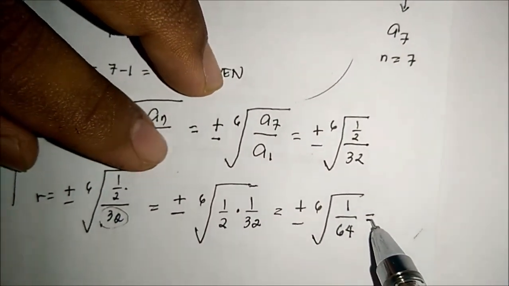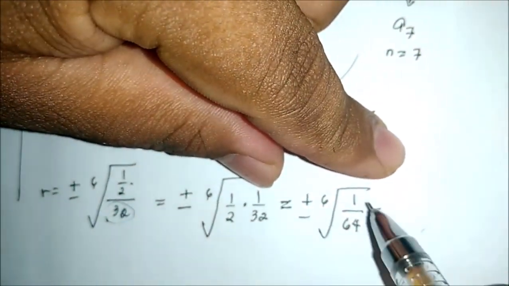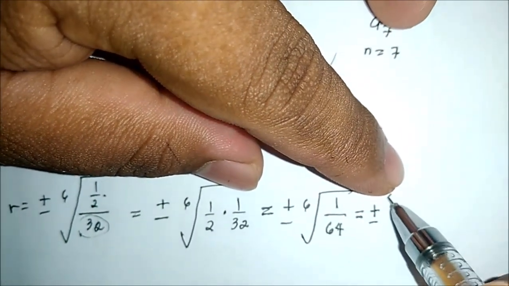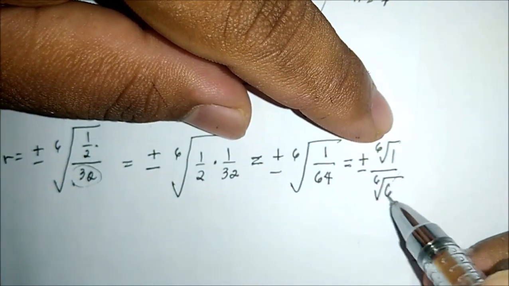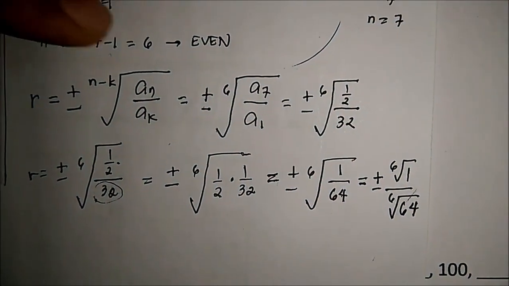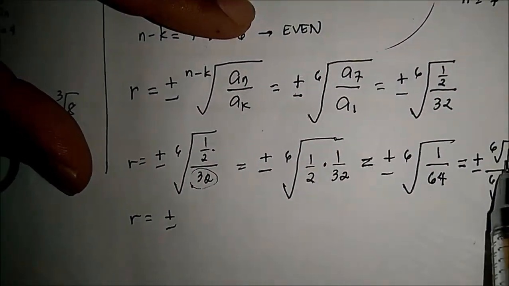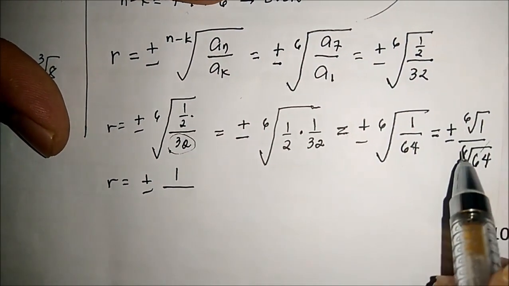Para mas malinaw ito, actually, pwede nating paghiwalayin yung dalawang yung numerator sa denominator into this. So we have plus minus the sixth root of 1 over the sixth root of 64. Yan. Kung nahihirapan kayong mag-simplify na diretso. So the ratio would be plus minus. What is the sixth root of 1? That would be 1 over the sixth root of 64.